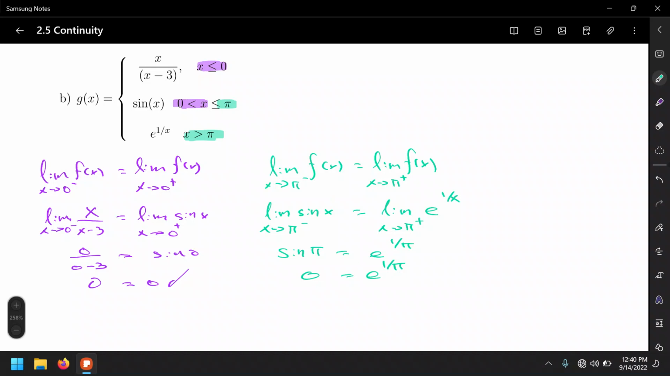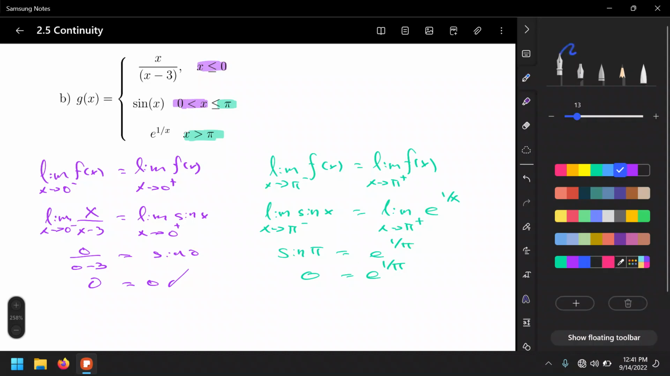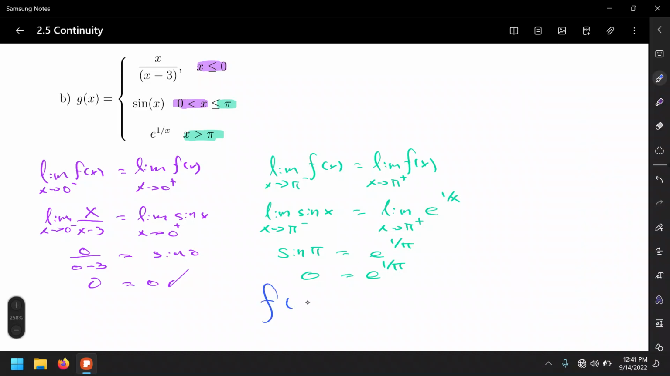Conclusion. f of x is continuous for all x except at x equals pi. All right. So we're like finding the domain of the function, if we will, you know.